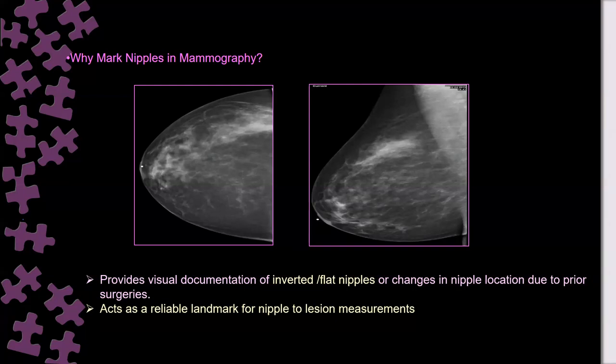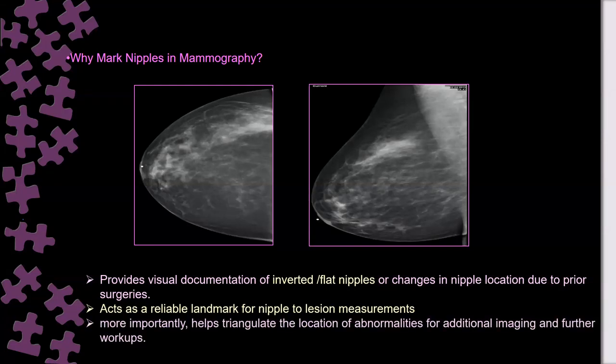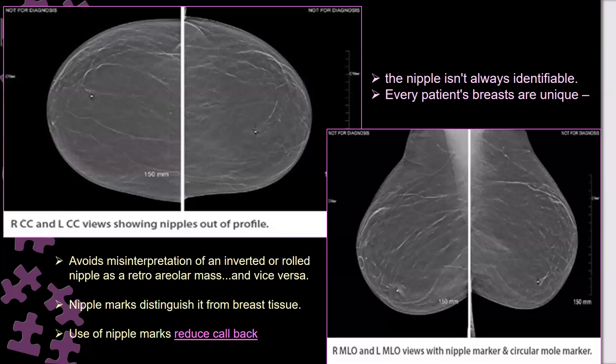So it will act as a reliable landmark for nipple location and also for measurements between a lesion and the nipple. Okay? It will be easy for you to measure the distance of any lesion to the nipple wherever the nipple is located. And more importantly, it also helps in triangulation of the location of an abnormality for additional imaging, for further workup. Can you see here? Can you tell me where the nipple is? A nipple is not always identifiable. Every breast is unique. To avoid misinterpretation of an inverted or rolled-in nipple as a retroareolar mass, or the reverse, a mass as an inverted nipple, the presence of the markers will guide us.